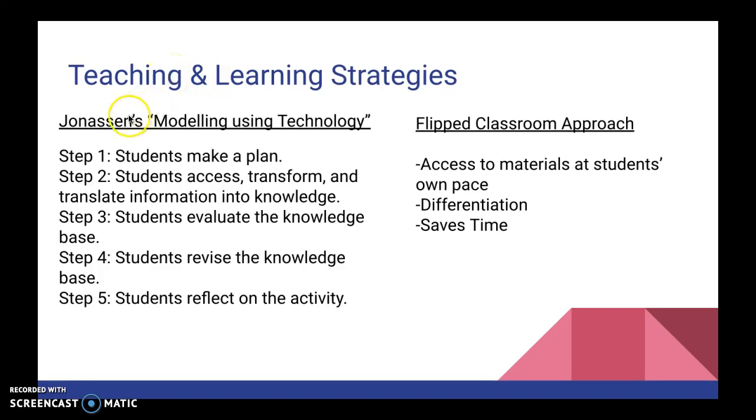So the learning strategies here, the main one is modeling using technology, and this is the 5-step theory where students start with a plan, then they access, transform, and translate information into the knowledge. They evaluate the knowledge base, they revise the knowledge base, and they reflect on the activity. So this really fits very well with my art units. We do these 5 steps pretty much every unit. So there's always a time before they start the project that they have to plan their art so they know what they're focusing on. And then step 2 would be the main creation part, using the art tools.